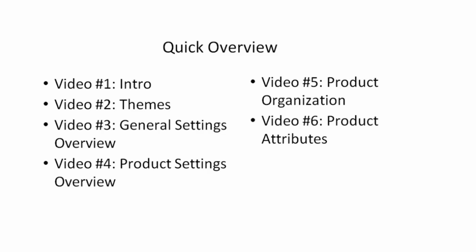Video number 6, we'll talk about the product attributes. Product attributes are basically like if you were to buy a skateboard and you want it in green, blue, purple, different colors, maybe different shapes, different wheels. That is what we call product attributes.